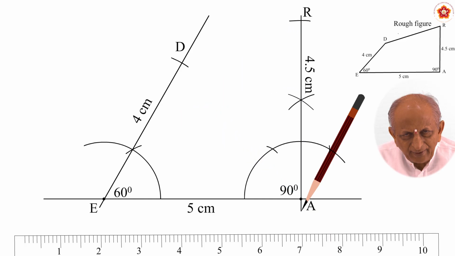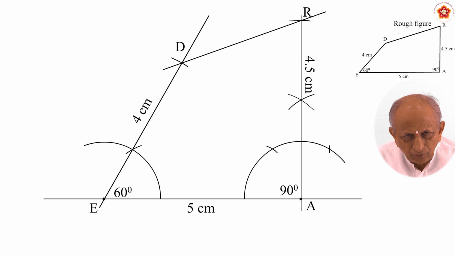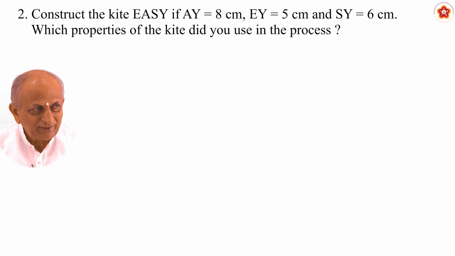So take the measurement as 4.5, cut off an arc. Now join DR. Join DR. So you have DEAR. DR is the required quadrilateral. Got it? Okay.